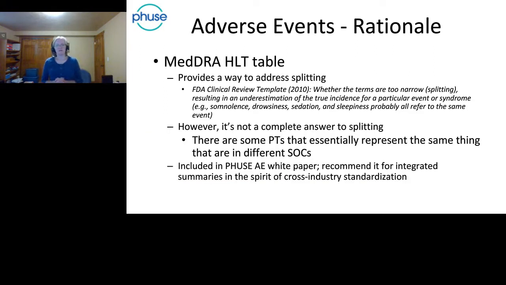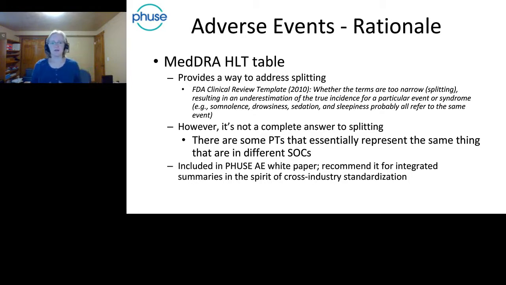Okay, so this is a new table. A table by high-level term is not necessarily part of practice today. And it's not part of recommendations for individual studies, but it is recommended for integrated analyses, that this becomes a little bit more part of predominant practice. And the purpose for this is it does provide a way to address splitting. The clinical review template does a really nice job explaining the concerns we might have of oversplitting the data, and also the opposite, putting too many things together. So both things are a concern, but this high-level table helps with the splitting argument, right?